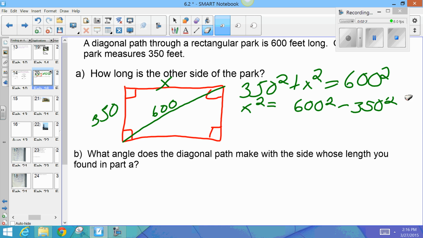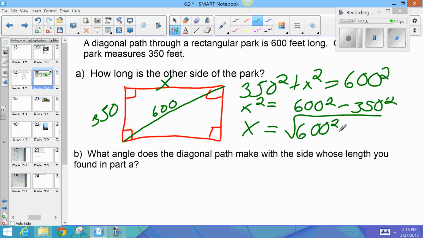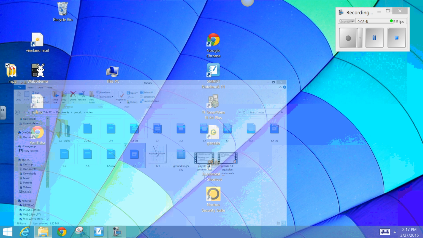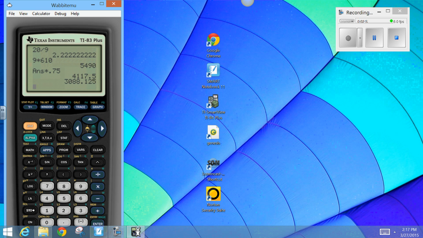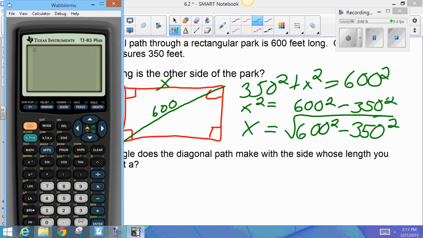I'm doing too many steps at one time. All right, so I'm trying to get x squared by itself. Now I want to take the square root of both sides. So I've got x equals the square root of 600 squared minus 350 squared. And from that point, I just plug that into the calculator. All right, so the square root of 600 squared minus 350 squared. 487.